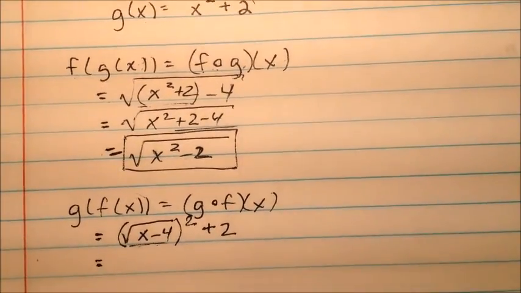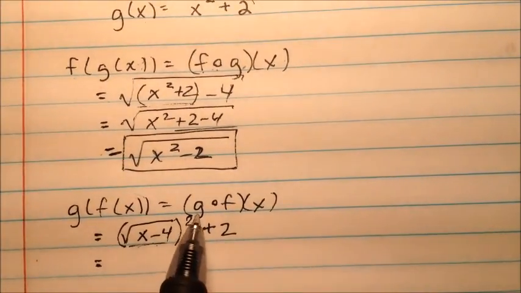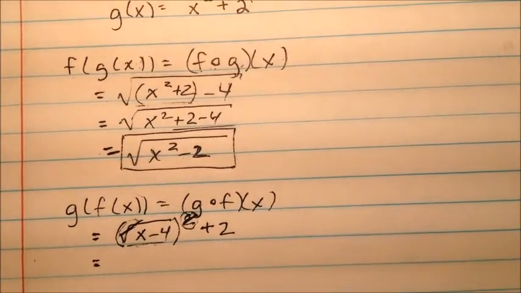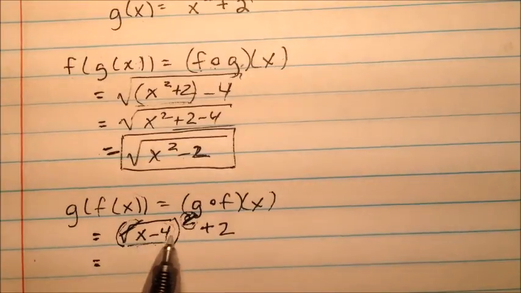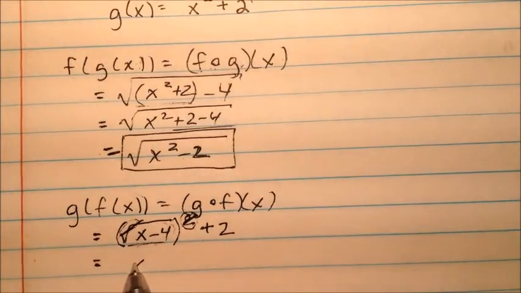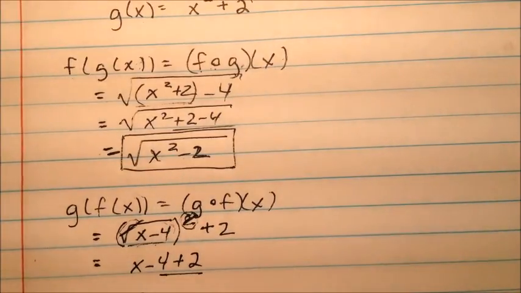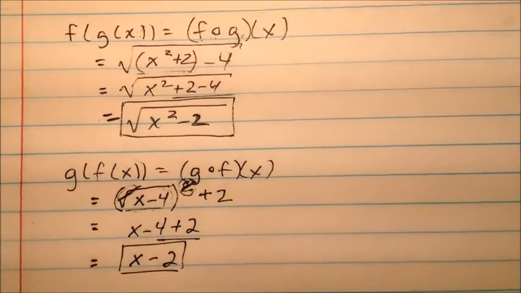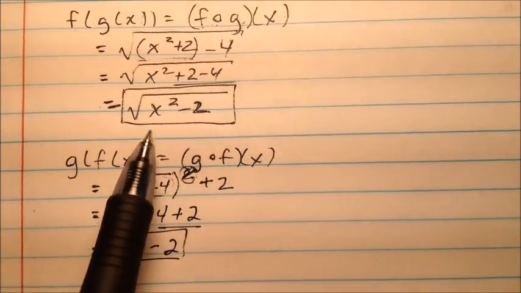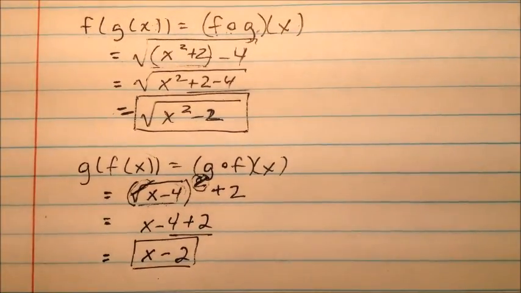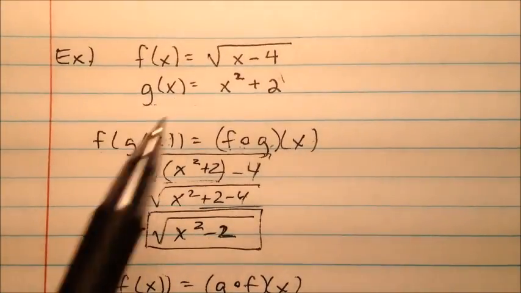Okay, so you see here, and teachers love to do these problems, because this squared out here and this square root actually cancel one another out, because when you square a square root, you actually just get the radicand by itself. So it'll be x minus 4, and then plus 2. So those go together, so it'll be x minus 2. So there's that interesting relationship here. The last one was the square root of x squared minus 2, and this one's just going to be x minus 2 whenever you do the composition of these two functions.